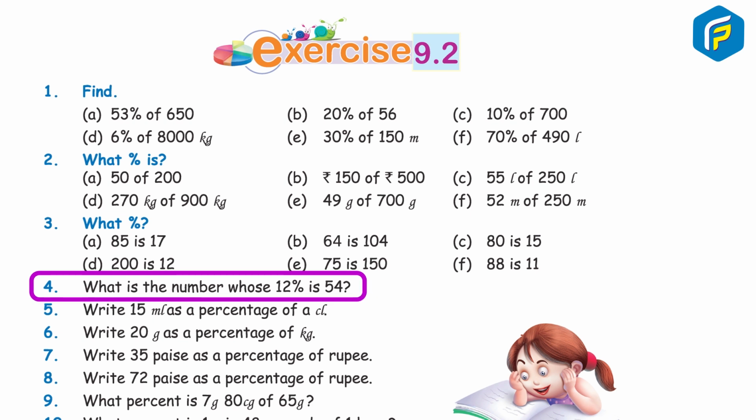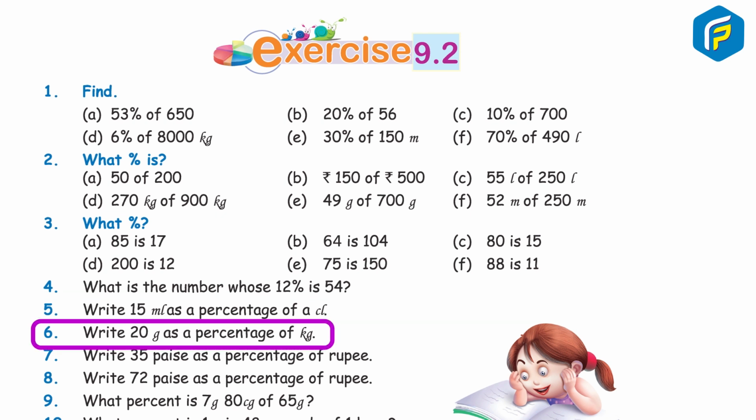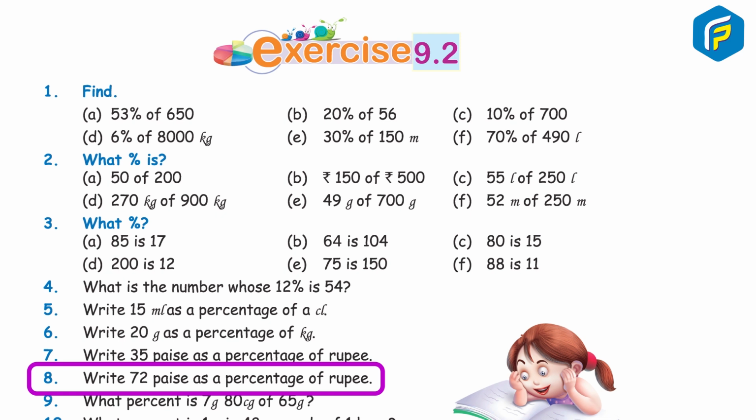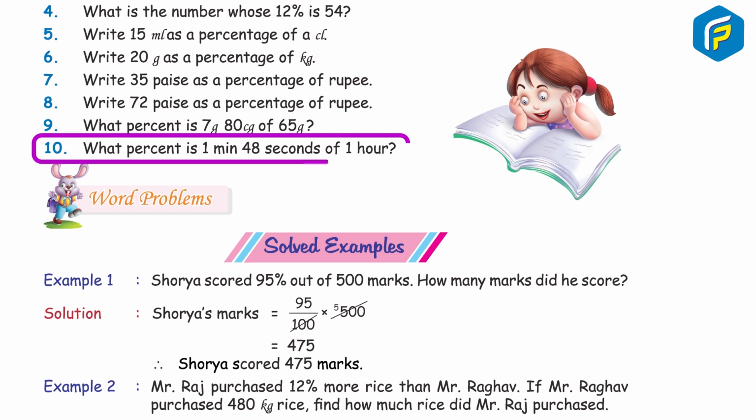Question 4. What is the number whose 12% is 54? Answer 450. 5. Write 15 ml as a percentage of a cl. Answer 150. Question 6. Write 20 grams as a percent of a kilogram. 7. Write 35 paise as a percentage of a rupee. 35. 8. Write 72 paise as a percentage of a rupee. 72. 9. What percentage is 7 grams of 80 kg of 65 grams? 10. What percent is 1 minute 48 seconds of 1 hour?